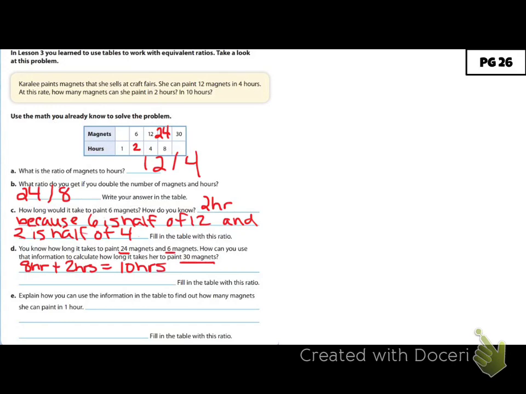Now we just need to fill in the table with our ratio. So we can look up here, it says 30 magnets, we added our 8 hours and our 2 hours, that gives us a total of 10 hours for 30 magnets.